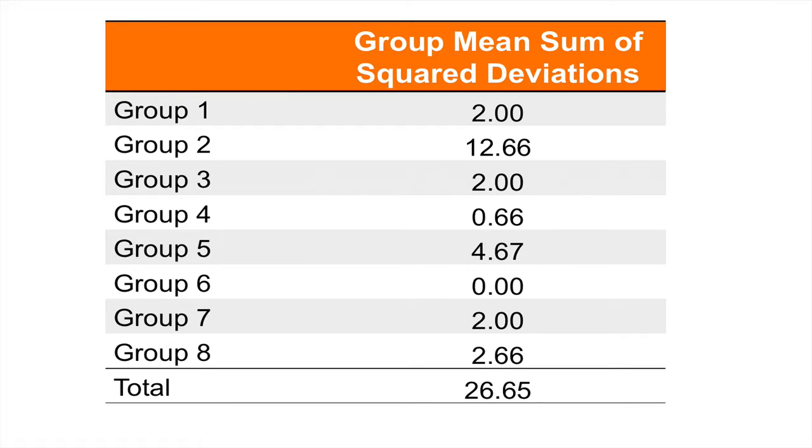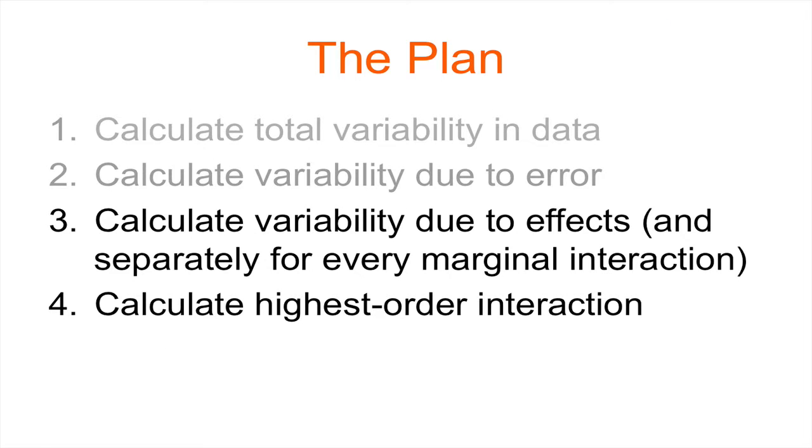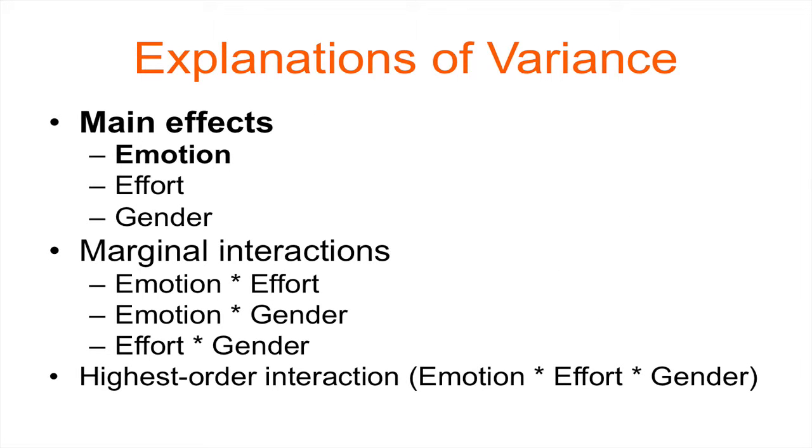So that's the total error variability in our study. So we've done the two easiest ones. Now we need to calculate the variability due to all our effects, but also we're going to do it separately for each of our interactions. So we're going to go back to this slide to get a good sense of what we're doing, because it's very easy to get lost in it.